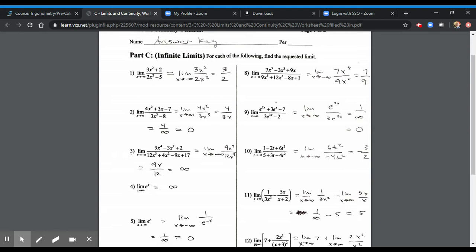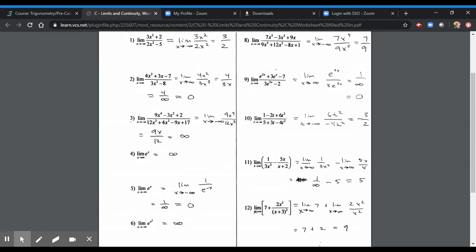Number 4, the limit of e to the x as x goes to infinity. Well, that's simply infinity because e to a large power is quickly going to go to a very large number. All right, number 5, the limit as x goes to negative infinity of e to the x. Well, that would be the same as the limit as x goes to negative infinity of 1 over e to the negative x. As x goes to negative infinity, this negative becomes a positive, so that's going to be e to the x, which is going to be infinity. So 1 over infinity is equal to 0.